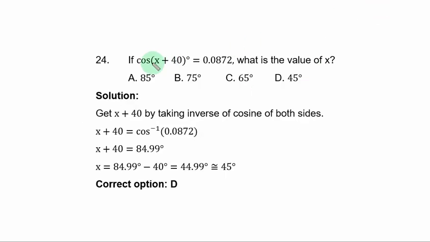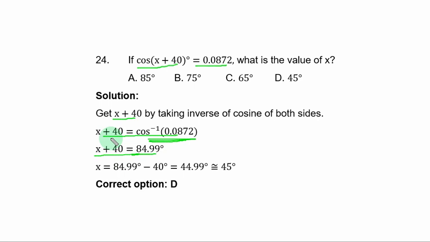Question 24. If cos of S plus 40 degrees is equal to 0.0872, what is the value of S? First, you need to get S plus 40 by taking the inverse of cosine of both sides. You have it in this form. The inverse of cosine of this value is 84.99 degrees. So you have S plus 40 equal to that value.